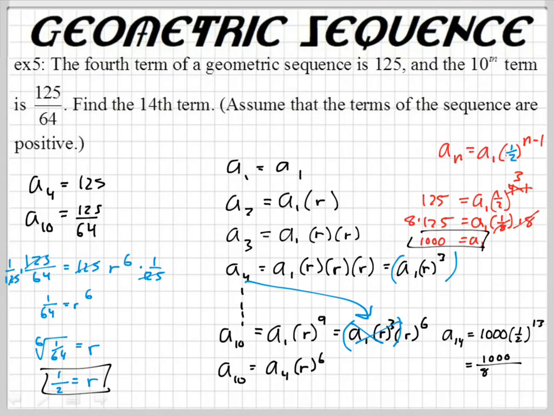That'll be 8,192. Can that be simplified? Absolutely. It would be 125 over 1,024. We get that by dividing by 8. Sorry. Thank you for correcting me on that. So divide both top and bottom by 8. That is the 14th term. Yay.